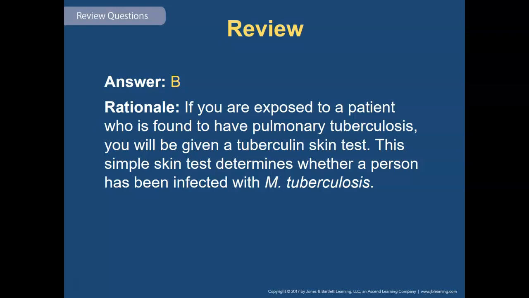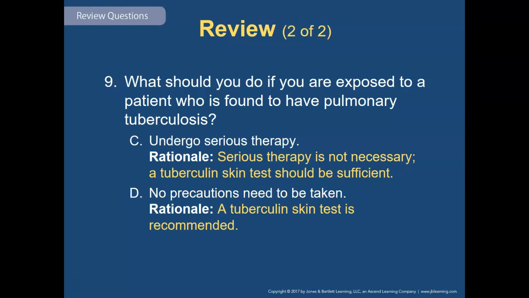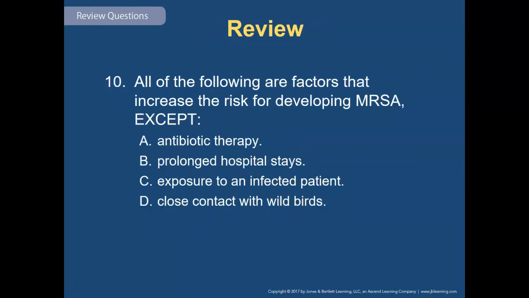This simple skin test determines whether a person has been infected. You've probably all had those where they put that little bleb underneath the skin and within 24, 48 hours, they look at it to see if it's gotten red and swollen and inflamed and all of that. So the BCG vaccine is only rarely used in the United States. TB skin test is sufficient. Serious therapy is not necessary. We don't even know. We're going to do that skin test first.